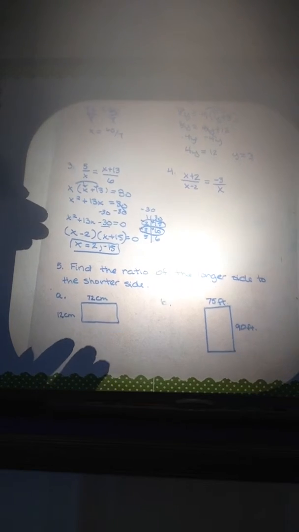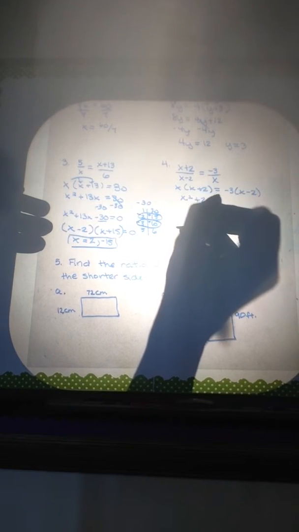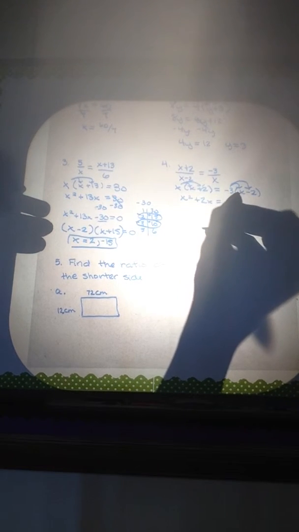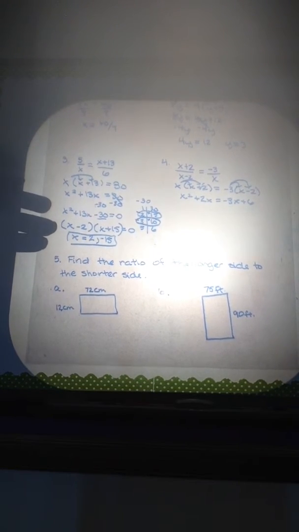Number 4 is going to be very similar. We cross them, x times x plus 2. Again, that's going this way. And then negative 3 times x minus 2. And that's going the other way. So when I distribute, I get x squared plus 2x. And on this side, I'll get negative 3x plus 6. Be careful of your double negatives. Negative times negative is going to be positive 6.